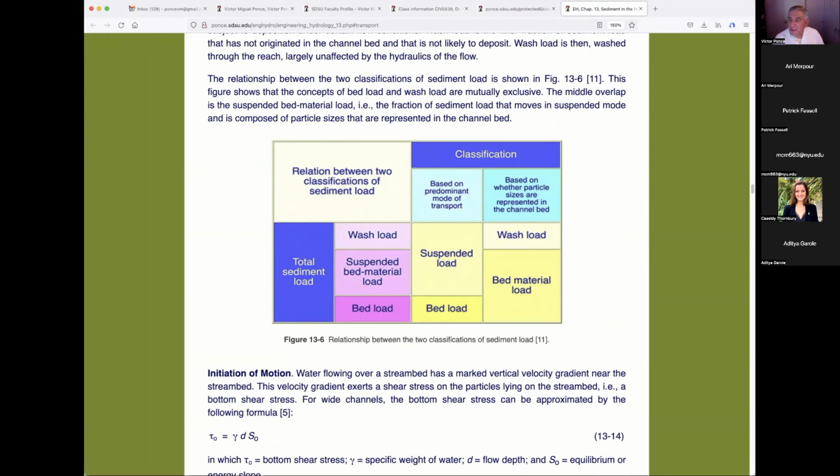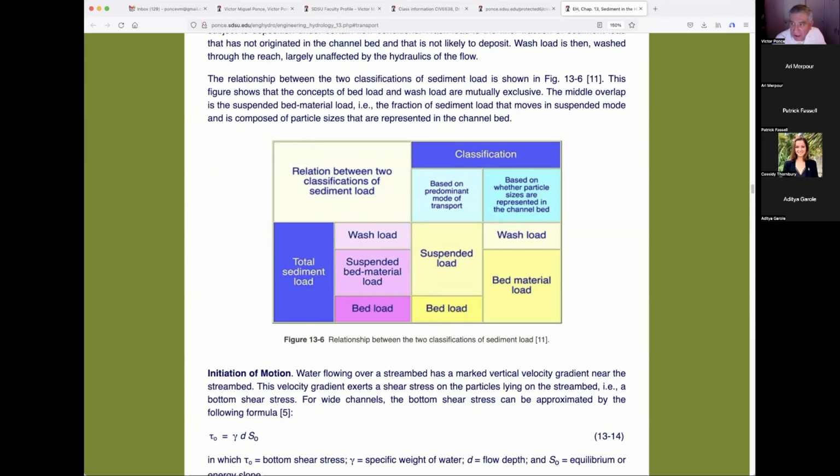This is such an important graph that I am going to stress it today, making sure that you all understand and memorize the concepts contained in this figure. We have total sediment load, and there are two ways to classify it, and they are a bit confusing because they have a tendency to use the same name. Based on the predominant mode of transport, the total sediment load is classified into suspended load and bed load. And why a difference? Why not one? Because the bed load has a different mechanism.